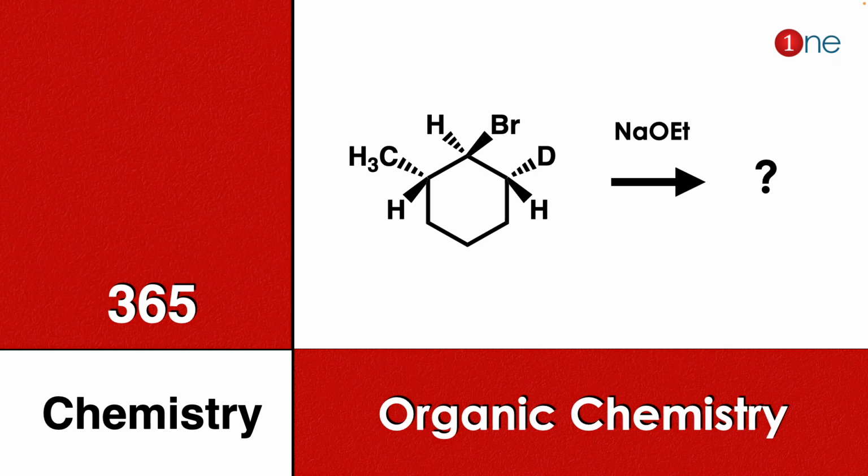Organic chemistry questions for you. Here you have cyclohexane, you have bromine, methyl and deuterium below the plane. All the functional groups are stereochemically specified. You are reacting with base. You have to find what will be the final product.